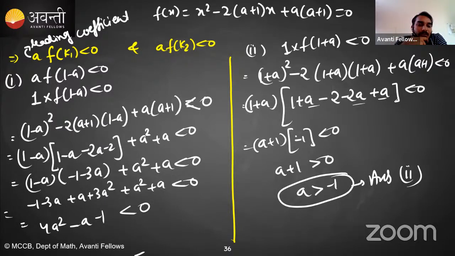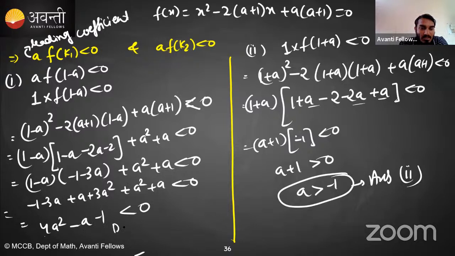3a plus 1, a minus 1. Minus 1 minus 3a plus a plus 3a square plus a. So 3a square plus a square, 4a square, a plus a, 2a minus a minus 1. Okay, clear? So what is this? 4a square minus a minus 1 less than 0.